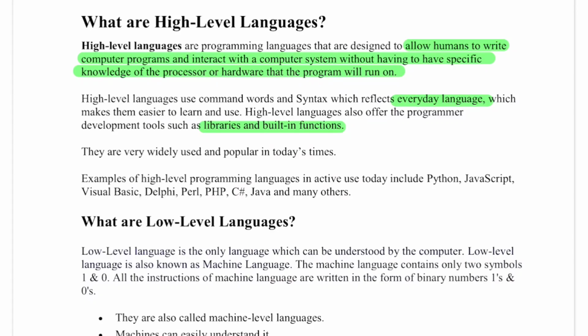A few examples are PHP, C, C++, Java, Python. Python itself is a high level language. There are a lot more. So at least you should know 3 or 4 examples.